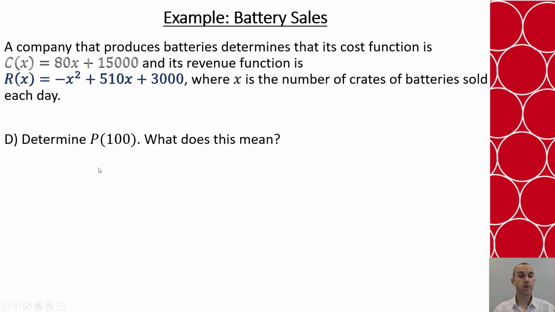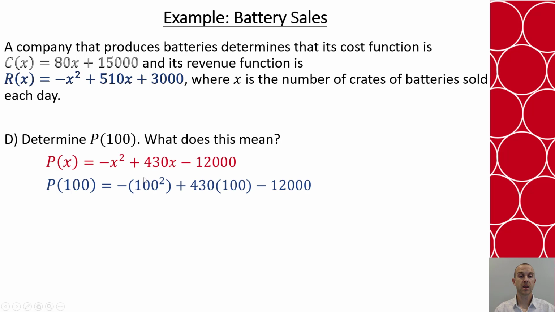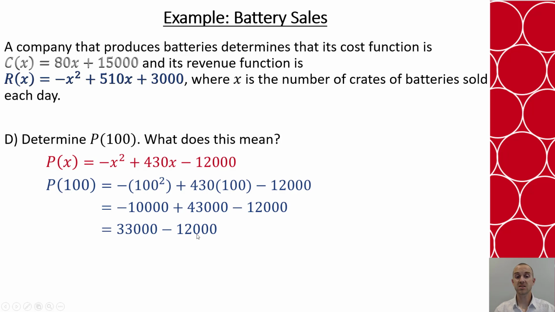So now what if you were asked P of 100, and what does it mean? This tells me I'm going to start with my profit function, and I'm going to substitute in 100. Again, remember, that's 100 squared times negative 1, and then 430 times 100. So this becomes negative 10,000 plus 43,000 minus 12,000. So that's positive 33,000 minus 12,000, which is 21,000.